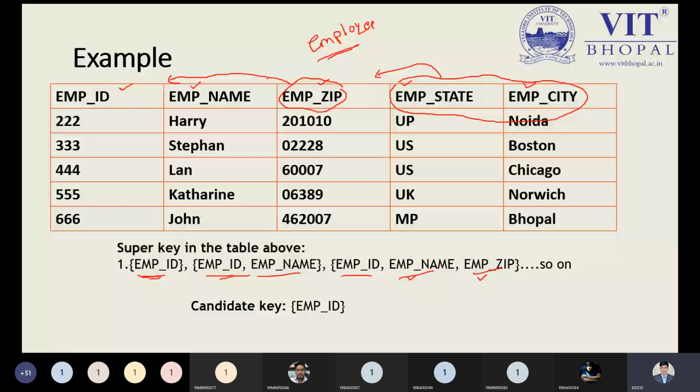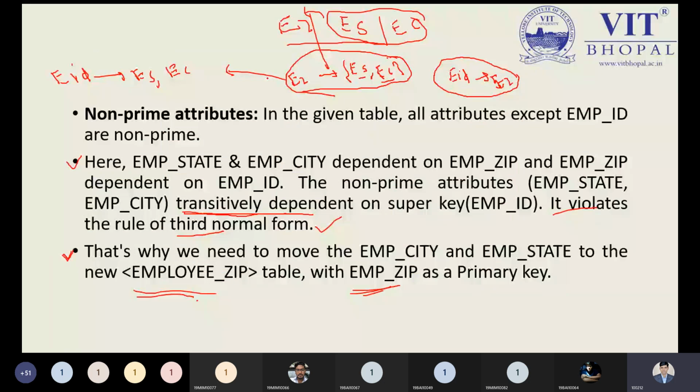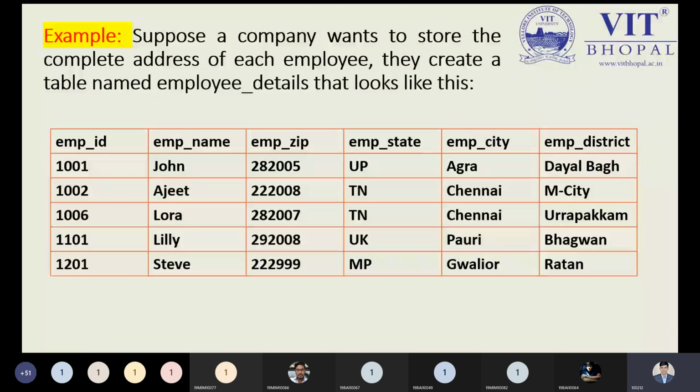So I'm just having another example over here, and now I'm just leaving this example to all. This is the same example. I have added the new thing, which is the employee district, and from this point you need to identify the third normal form and how to simplify the third normal forms.